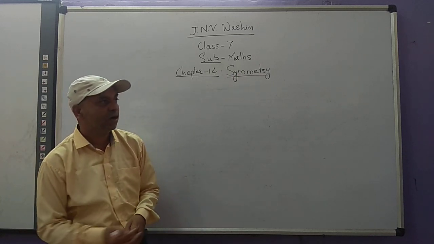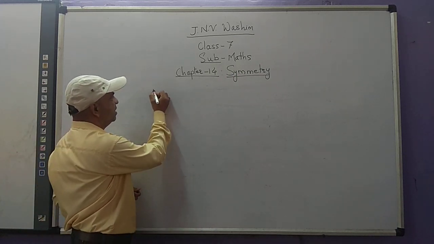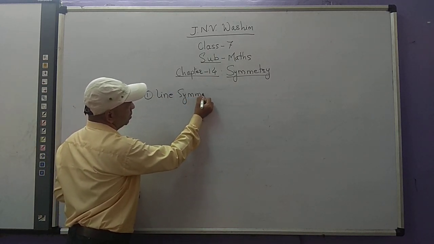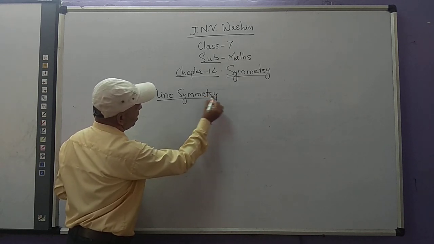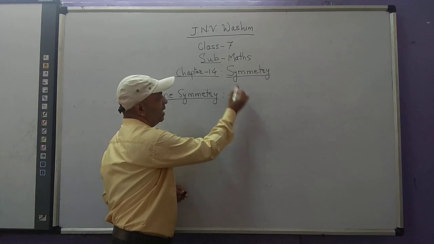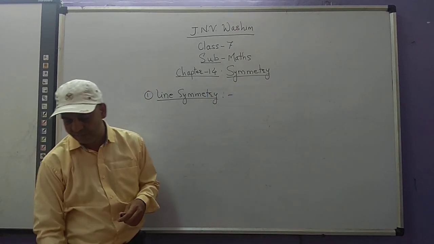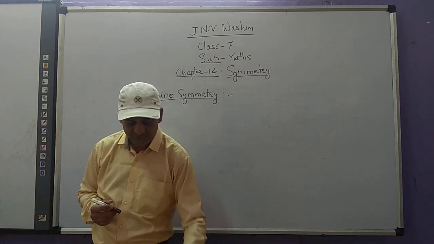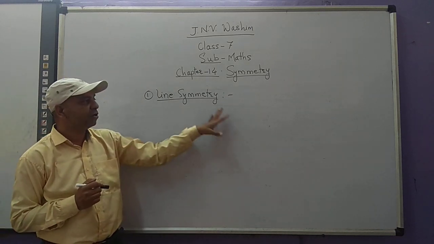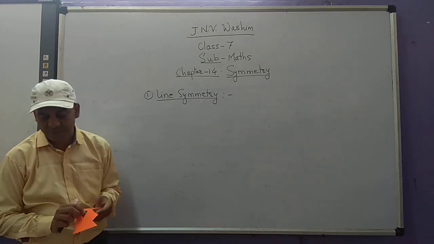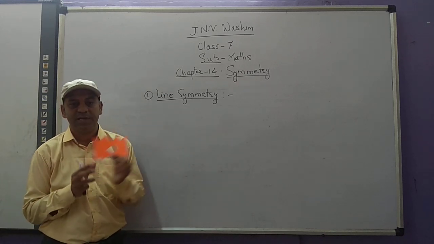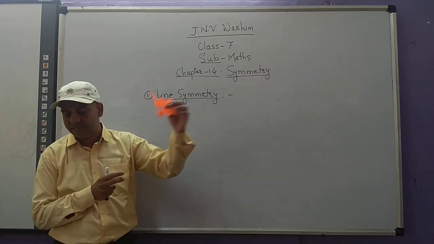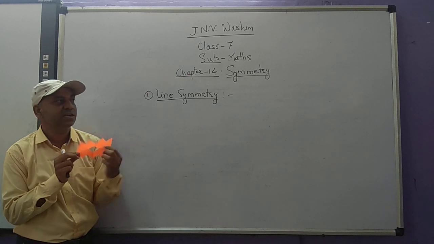Now we discuss what the types of symmetry are. So the first type is line symmetry. What is meant by line symmetry? Line symmetry is when there is a line about which the figure may be folded so that the two parts of the figure coincide with each other.